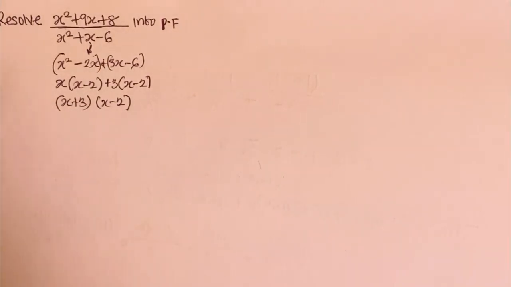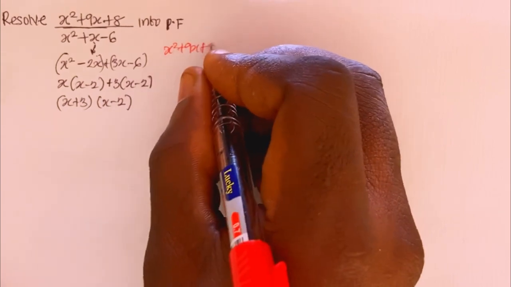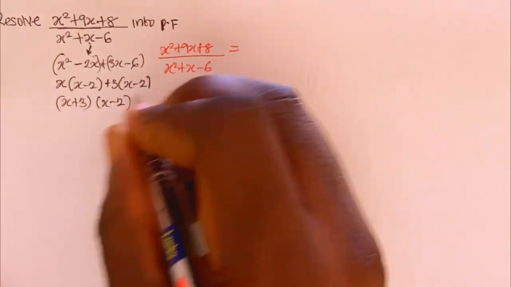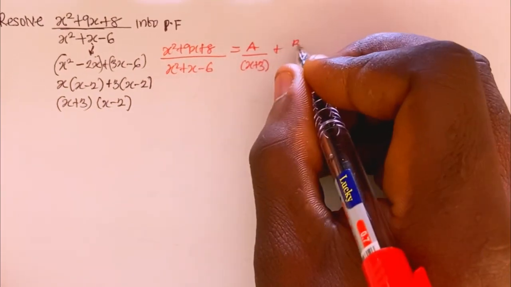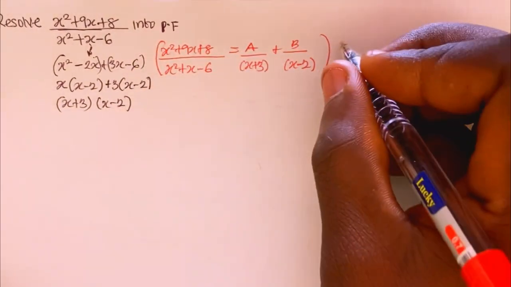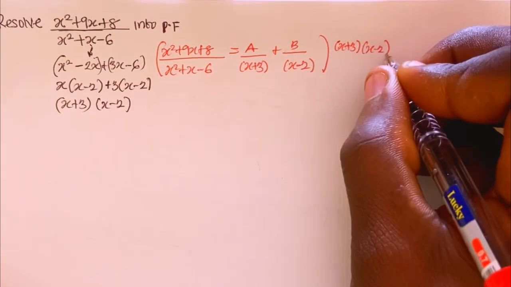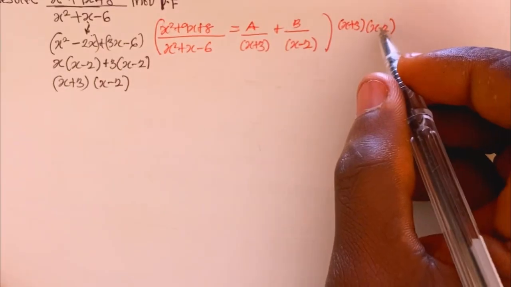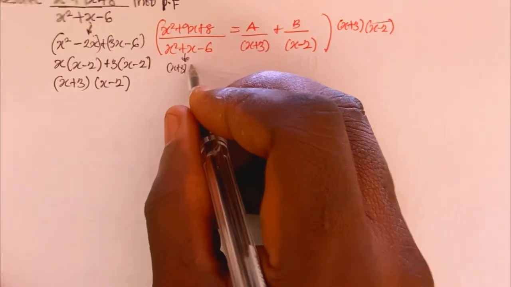Now, what I'm going to do here is that this expression, which is x squared plus 9x plus 8 divided by x squared plus x minus 6, is equivalent to, since I factorized this, a over x plus 3, then plus b divided by x minus 2. Then I'll go ahead and multiply both sides by these two factors, which are x plus 3 and x minus 2. So multiplying, we cancel on this side, since this is equivalent to x plus 3 and also x minus 2.